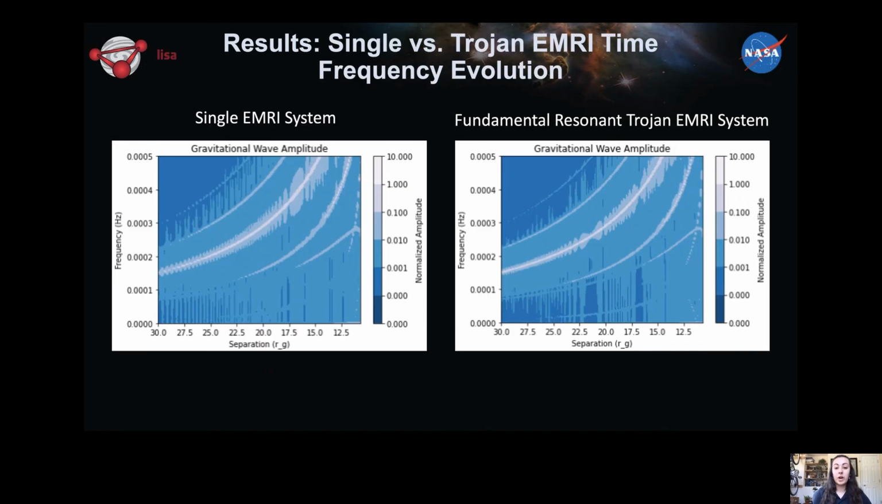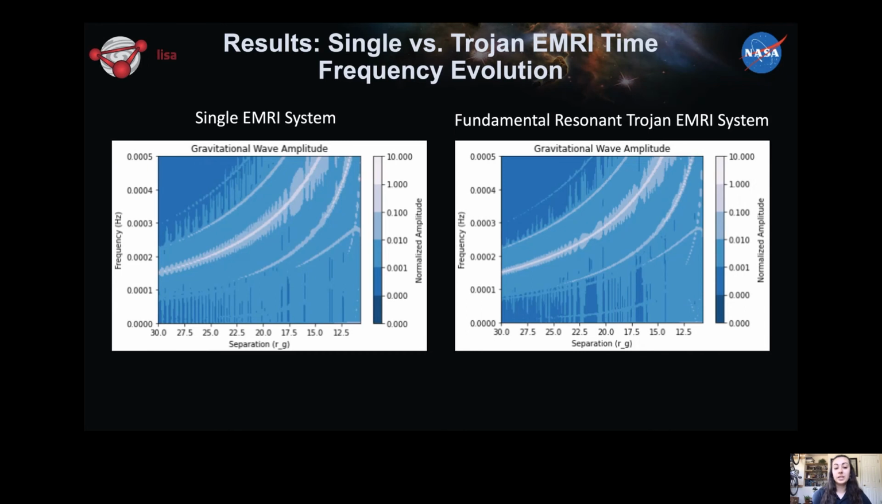So now that we've constructed this, given the fundamental resonant Trojan Emery system, so given this one specific set of initial conditions, we take these initial conditions and we run them for this non-eccentric single Emery system and for the fundamental resonant Trojan Emery system. And then we create these gravitational wave amplitude contour plots, which are shown here on this slide.